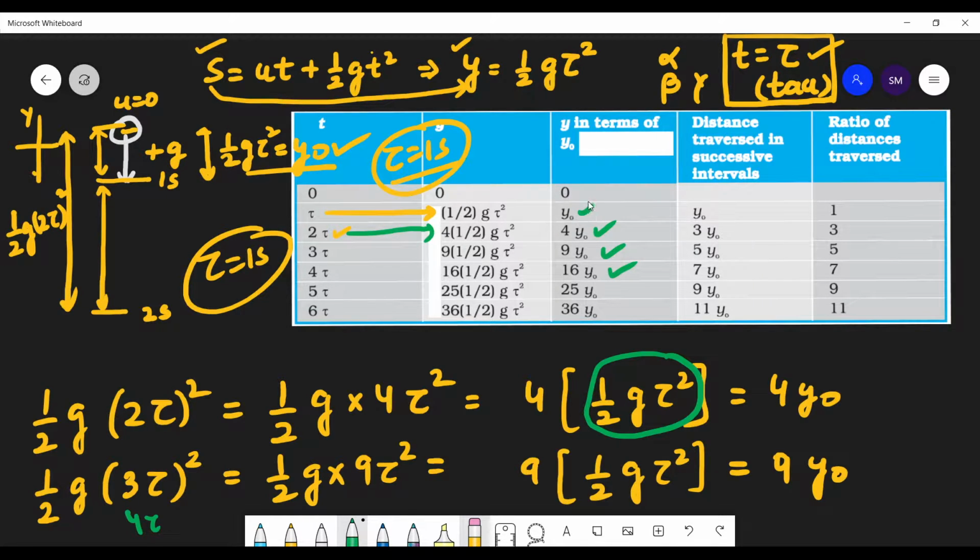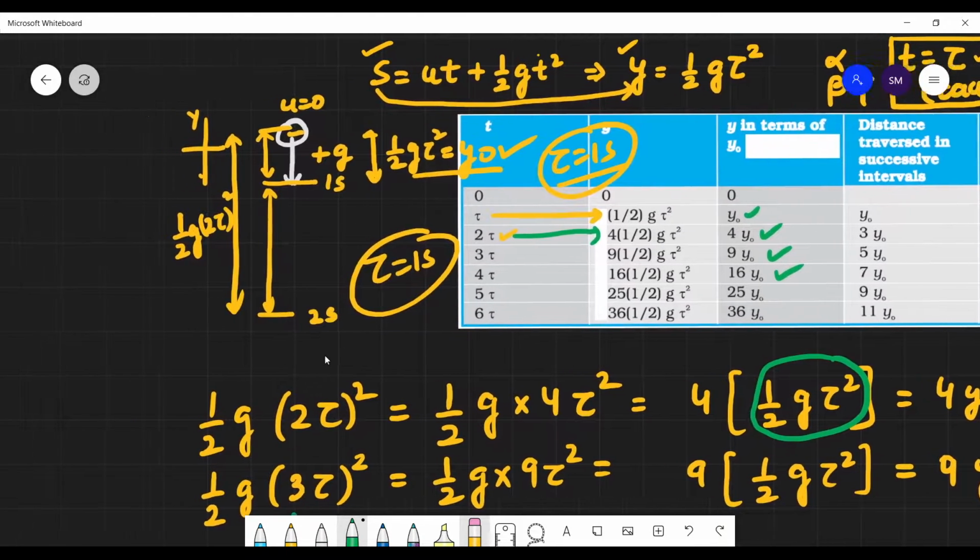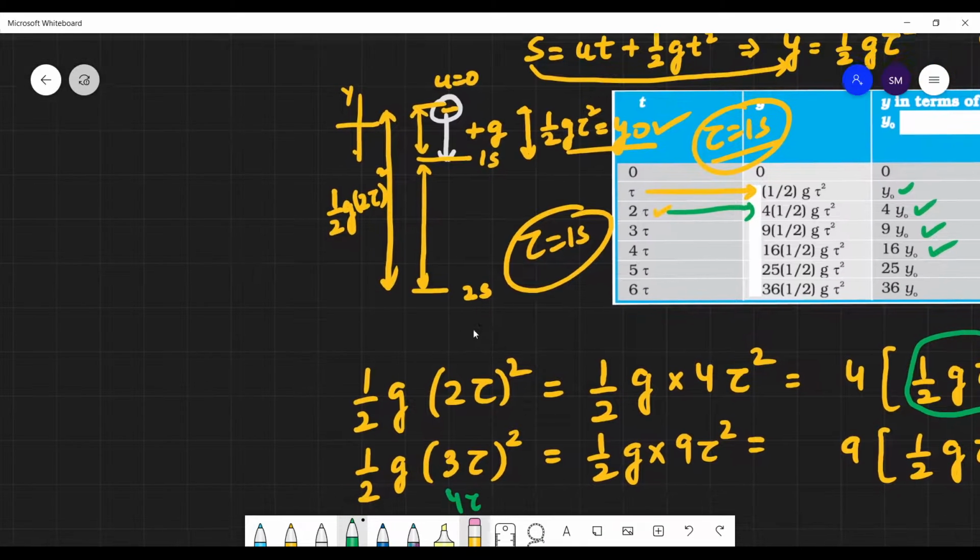Now you will be finding the ratios. What is the ratio of the distance traveled in the first second, second second, third second, fourth second, fifth second, something like this? Let me write what we have done till now.